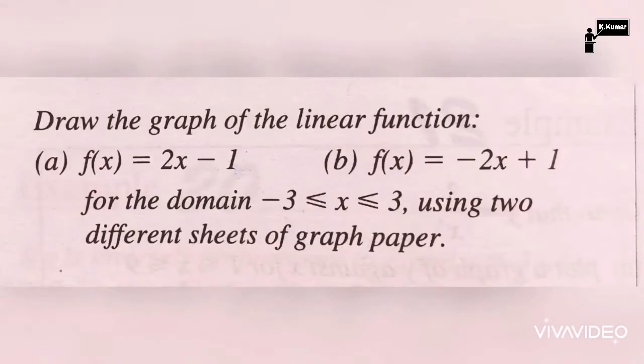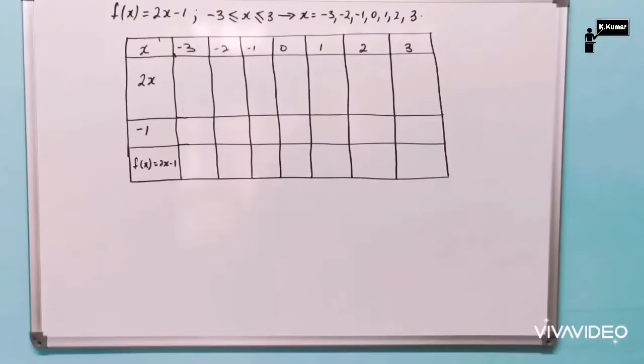Let's get into the example. Draw the graph of the linear function. You have two questions there. A, f of x is equal to 2x minus 1, and b, f of x is equal to minus 2x plus 1, for the domain x is greater than or equal to negative 3 and x is less than or equal to 3, using different sheets of graph paper. So at this point you're going to pause the video and copy the questions, and we'll work them in the next slide. Let's look at our first example.